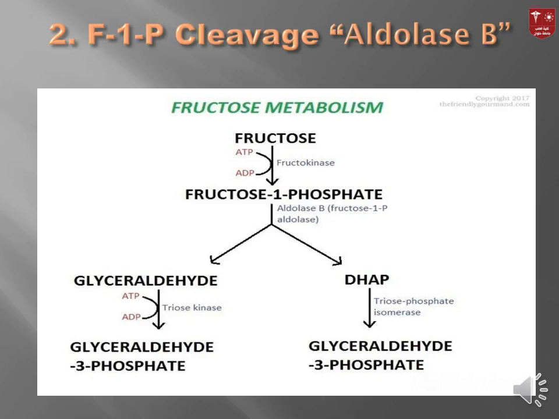Fructose 1-phosphate, by aldolase B, is going to be split, broken down into glyceraldehyde and dihydroxyacetone phosphate. Okay, dihydroxyacetone phosphate will join glycolysis. It will join the metabolic pathway of glycolysis and thus it will be converted to ATP. While glyceraldehyde is going to be converted to glycerol, then it's going to enter in the structure of fat.